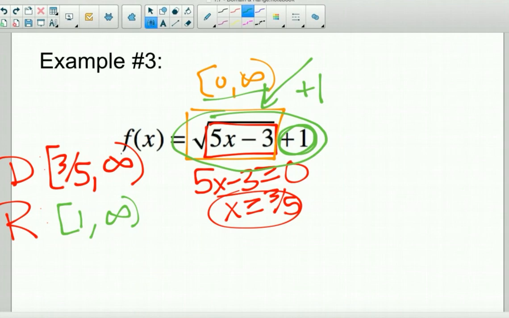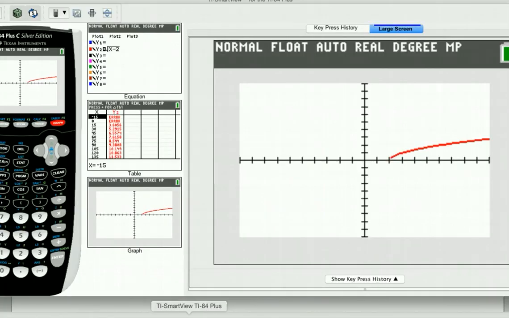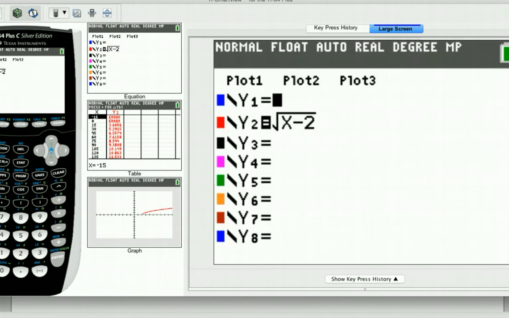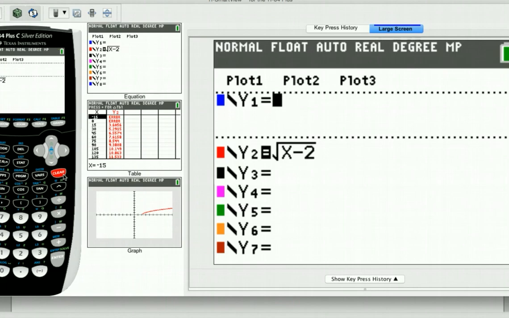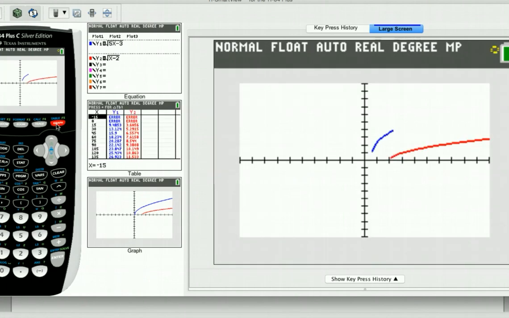All right, just to show it on a graph. So that one was the square root of 5x minus 3 plus 1. So we do the square root of 5x minus 3. And then on the outside, we're going to do plus 1. And if I had to look at that graph, it's that blue one.